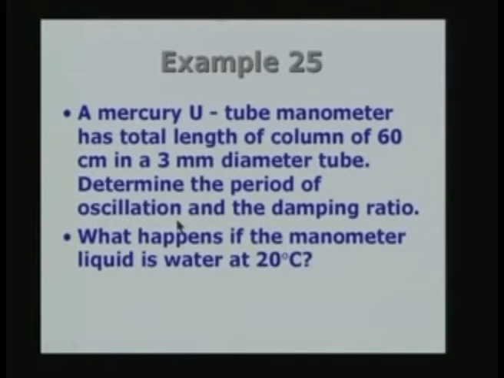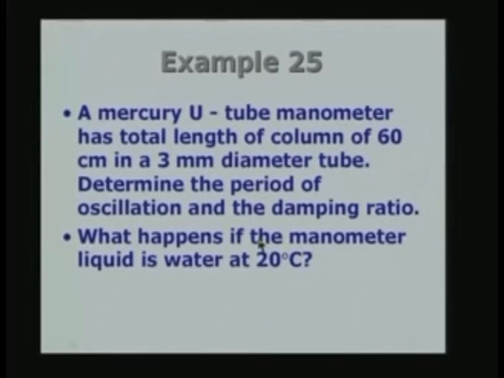The period of oscillation is nothing but the characteristic time I spoke about, and the damping ratio we want to determine, in this case where the liquid is mercury. And I also want to find out what happens if the manometer liquid is water at 20 degrees Celsius instead of mercury. If I change from mercury to water, what is going to happen to the time constant and also the damping in this particular case.